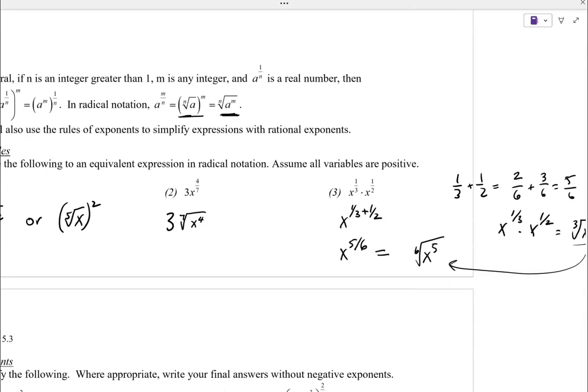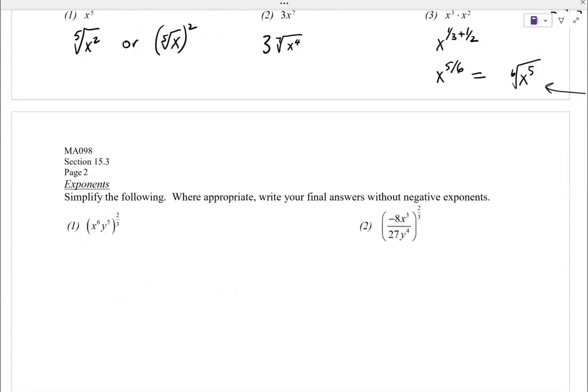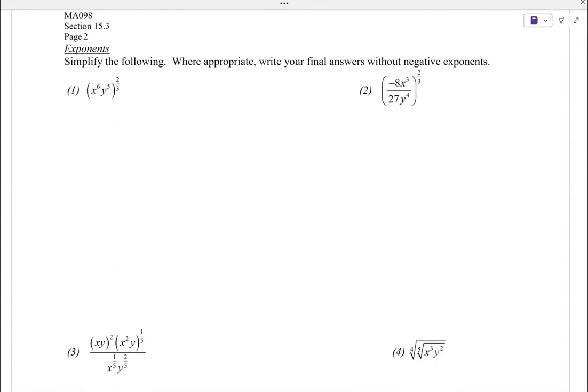Okay. Let's do a couple of these down here on the back side. And again, these are going to be using your properties of exponents, which is the whole point in playing around with the radicals. We're going to leave our things here with exponents in them. So we're not going to worry about rewriting it in radical notation for this to start with.